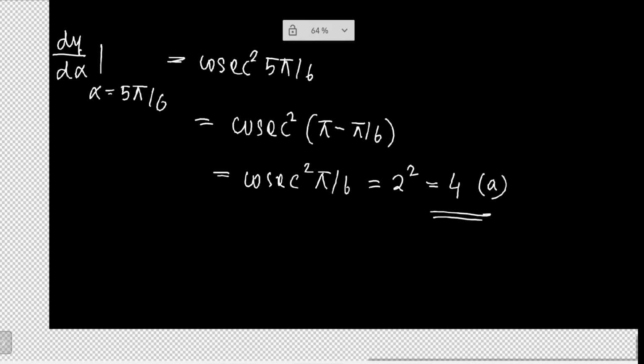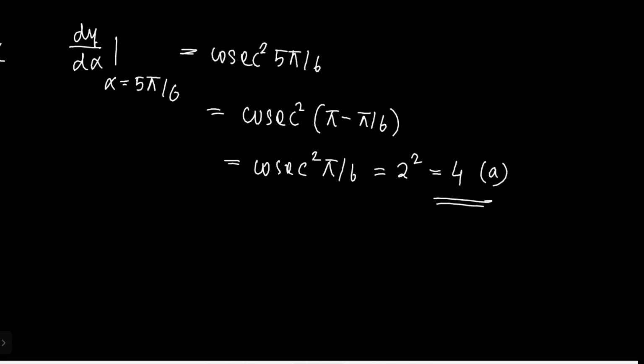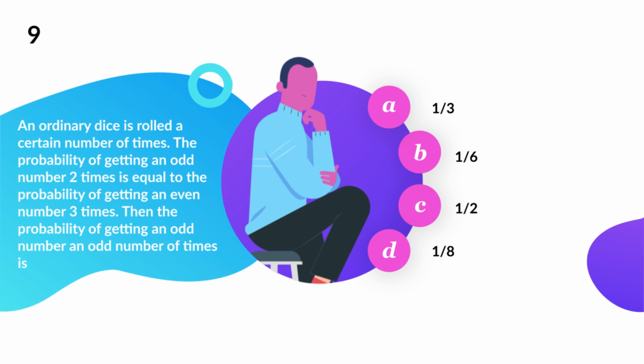Okay, I think it is clear. Now we come to our 9th question that is given. It is a question from JEE Mains 2021 again. It is a question from the house of probability.